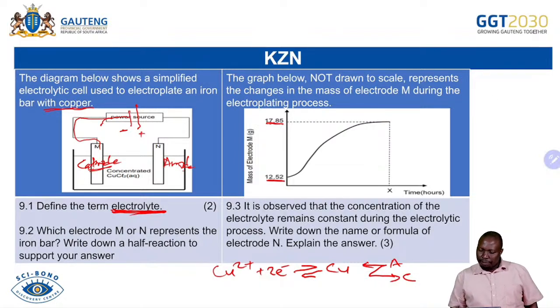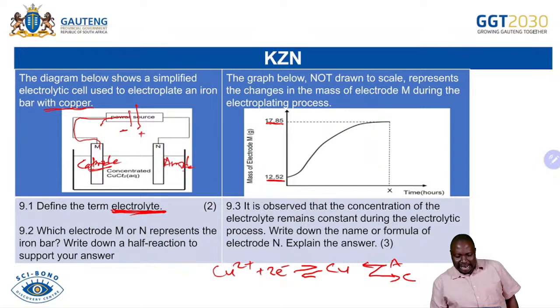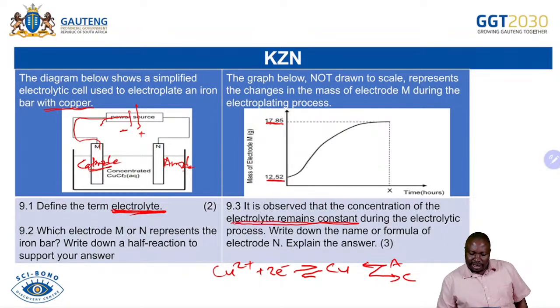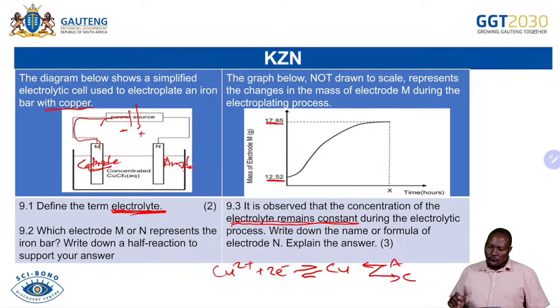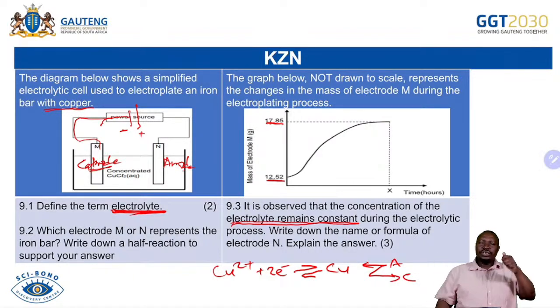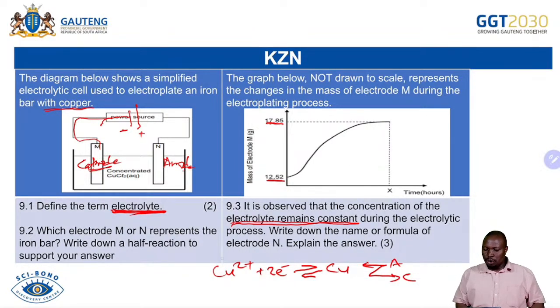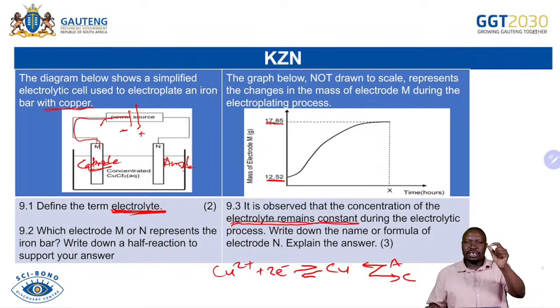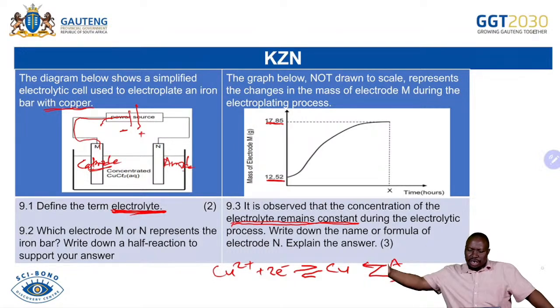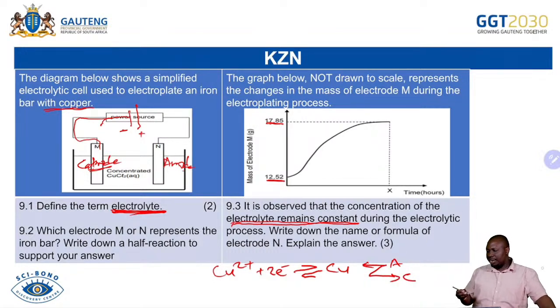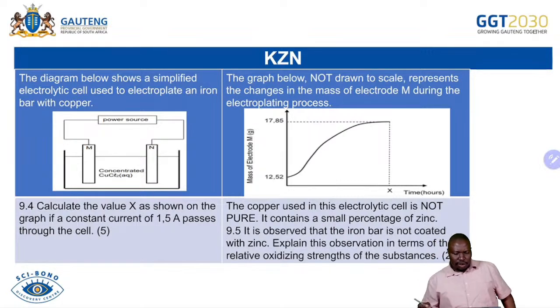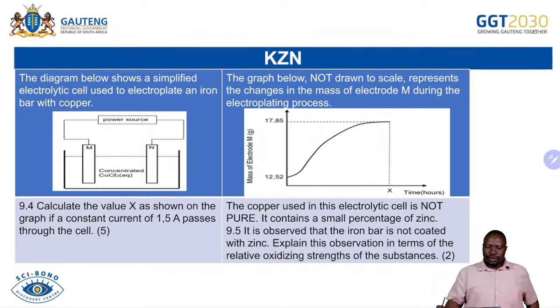But it is observed that the concentration of the electrolyte remains constant. We talked about this to say during electroplating and purification of these metals, as long as we're using this one reaction, with the anode going backward and the cathode going forward, the concentration of the electrolyte remains constant because the rate of oxidation is equal to the rate of reduction.